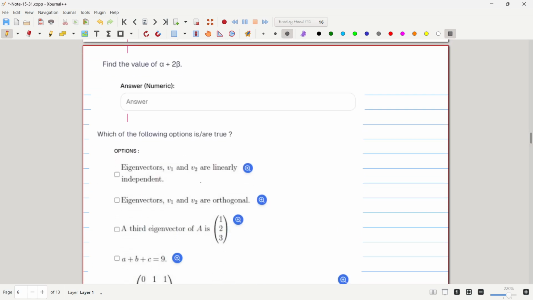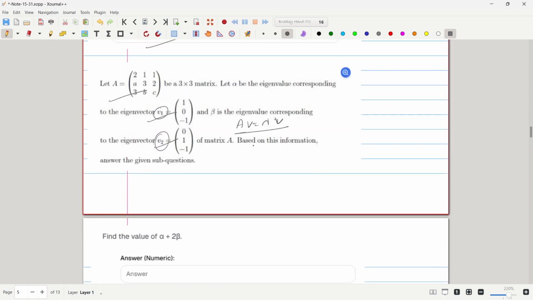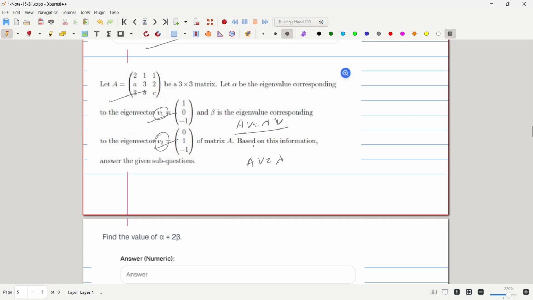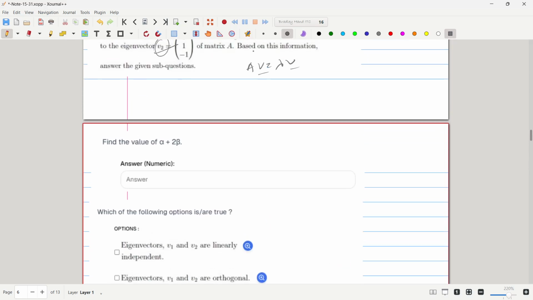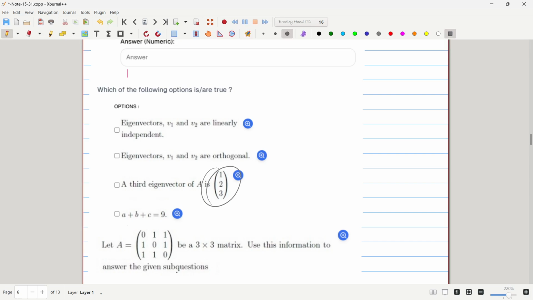Now for finding the third eigenvalue, you can again use Av equals lambda v, and in place of v you can put this vector. Okay, then you will get the lambda.